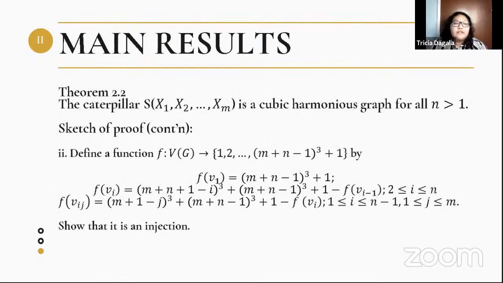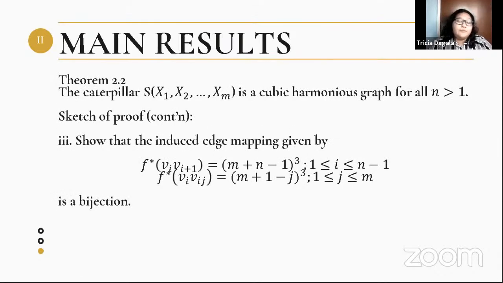So for the second part, again, the function must be injective. The function is defined from the vertex set of G to the set {1, 2, 3, up to (m plus n minus 1) cubed plus 1}. So that is the function, and we must show that it is an injection.